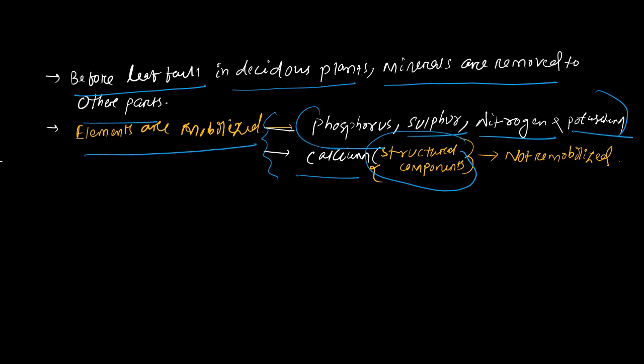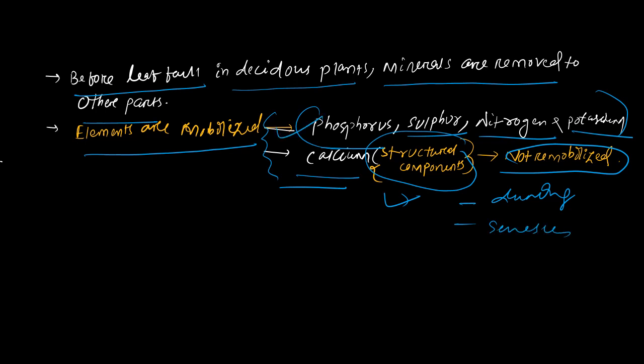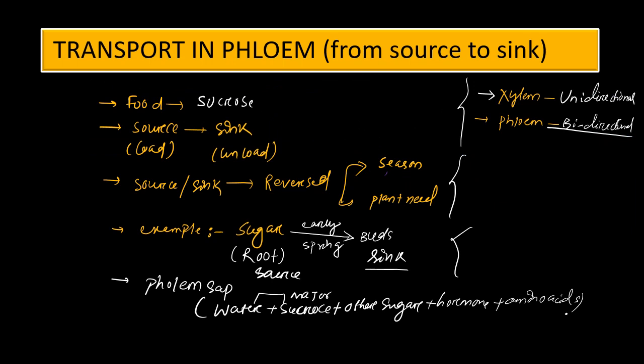Calcium is the structural component we see in plants, and it is not remobilized during senescence. We see that other elements are transferred from one cell to another cell, but calcium does not transfer. So here is an example.